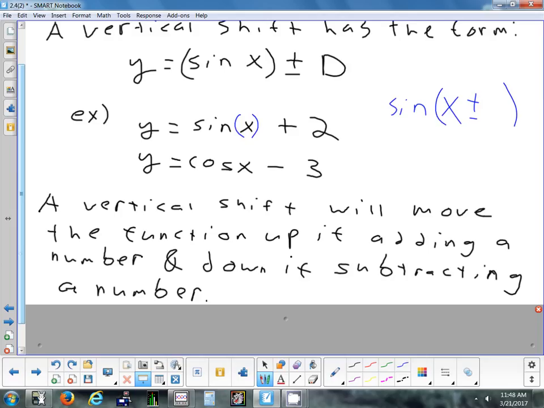With a phase shift, though, it was the opposite. At least when I think add, I normally think add would move things to the right. Nope, not with a phase shift. Adding moves things to the left. Subtracting moves things to the right. Okay, so if you weren't here yesterday, that's something kind of important with a phase shift. It does the opposite of what you would expect.